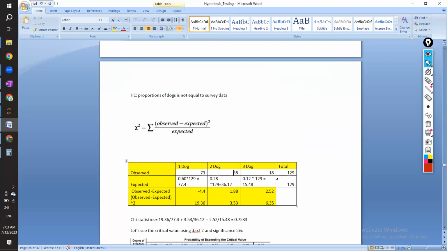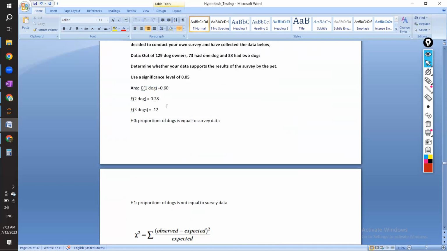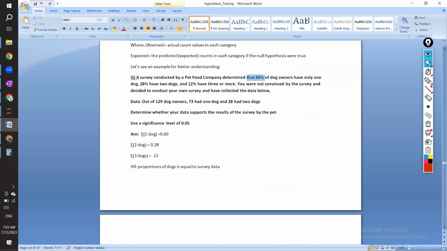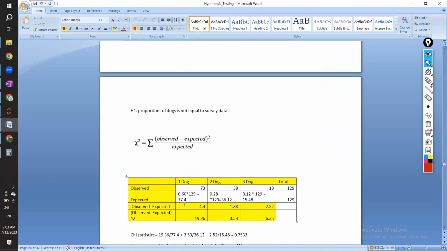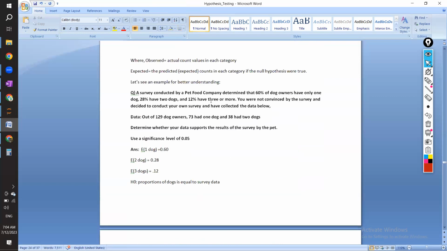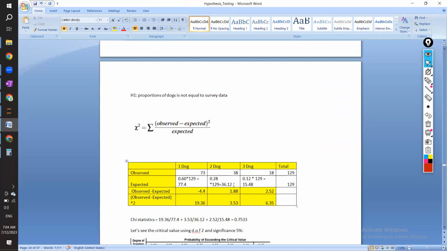Okay, so out of the same 129, what will the expected value be? In expected, they are saying 60% of them are dog owners with one dog. So how much will that be out of 129? 129 into 60% will be 77.4. So the company is saying 77.4 owners will have one dog. And the remaining, they're saying 28% have two dogs. What will be 28 percent of 129? It will be 36.2. Similarly, the remaining 12% will be 15.4. Okay, so these are the expected values, these are the observed values.